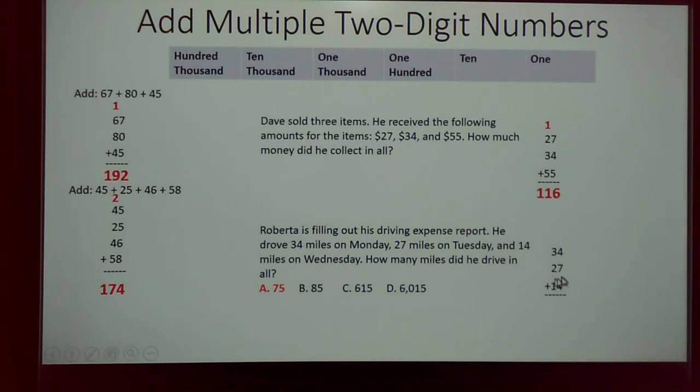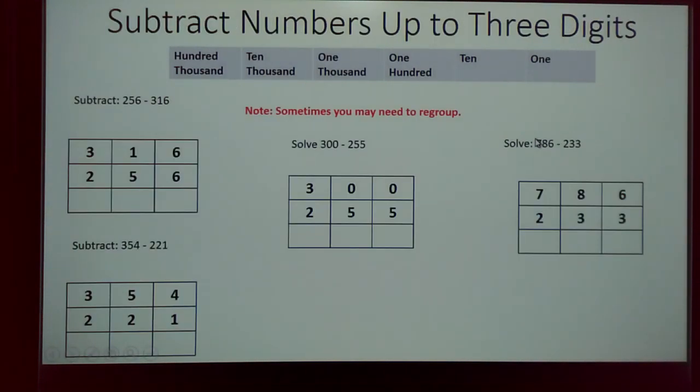116, and of course, same principle here, 75. Okay? If you have numbers straight across and you need to add them, put them up and down vertically, if that helps you. Now, subtracting numbers up to 3 digits. As with addition, subtraction is also the same principle when it comes to regrouping.